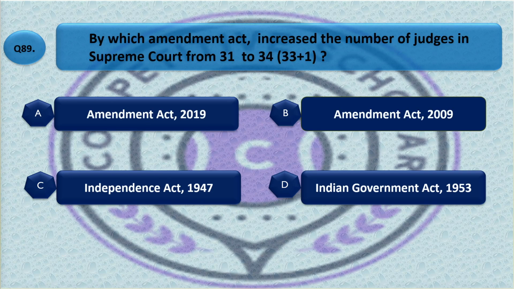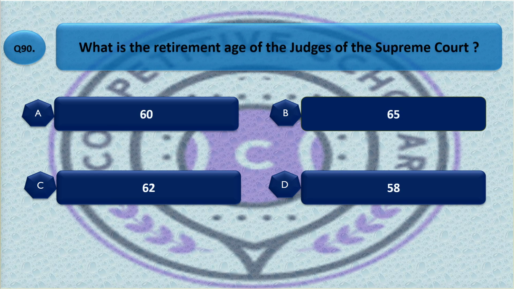Question number 89. By which amendment act was the number of judges in the Supreme Court increased from 31 to 34, that is 33 plus 1? Option number A, Amendment Act 2019. Option B, Amendment Act 2009. Option C, Independence Act 1947. Option D, Indian Government Act 1953. So the answer is option number A.